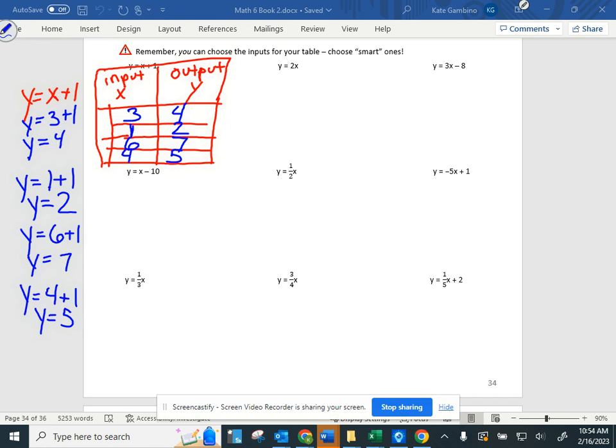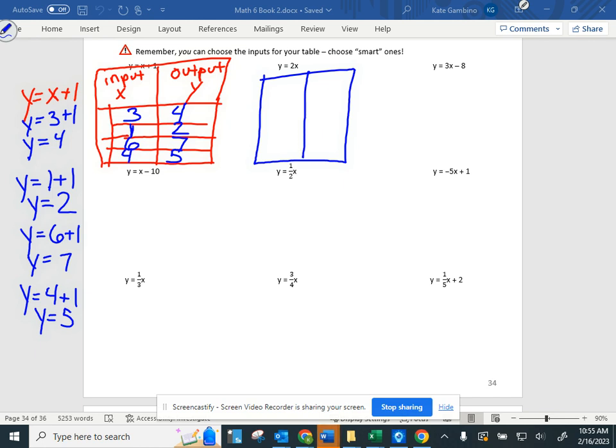You don't have to write out all of the work. You can write out the work if it helps you. What I'm looking for is the answer, because it doesn't say that you have to show all of your work, because a lot of this can be mental math. But this is what I'm looking for. I'm looking for your function table.